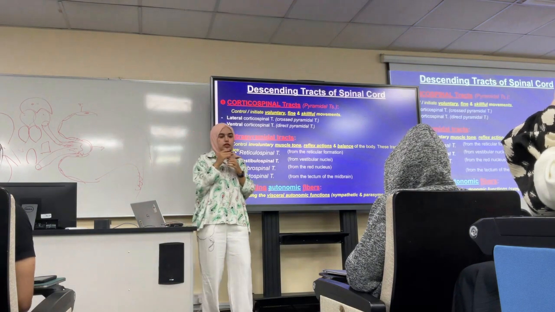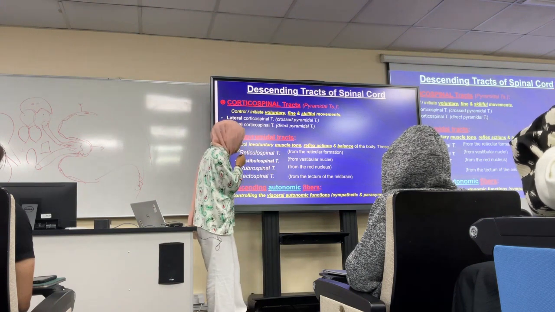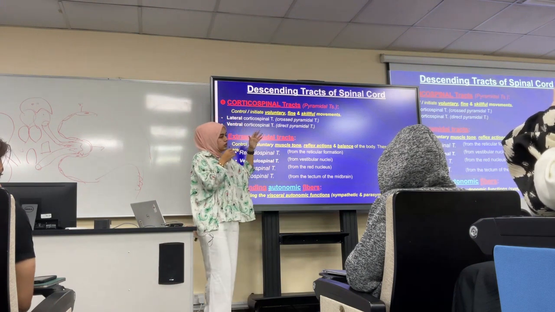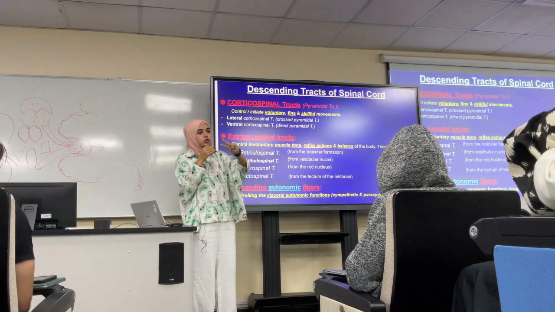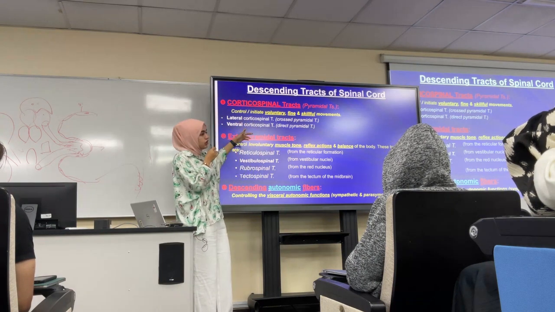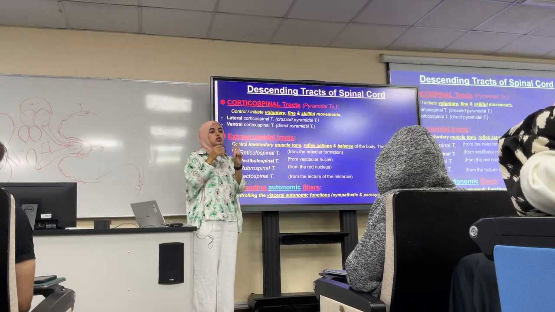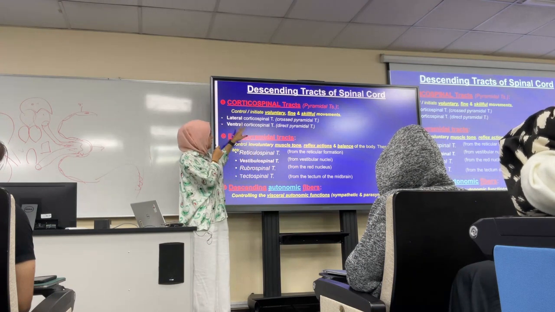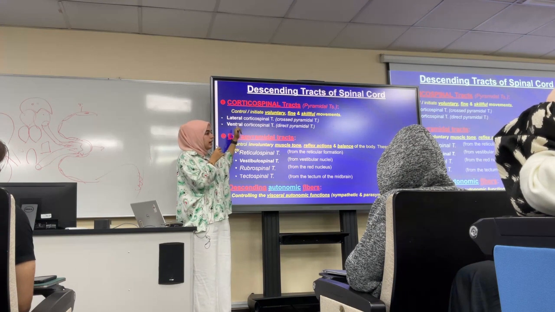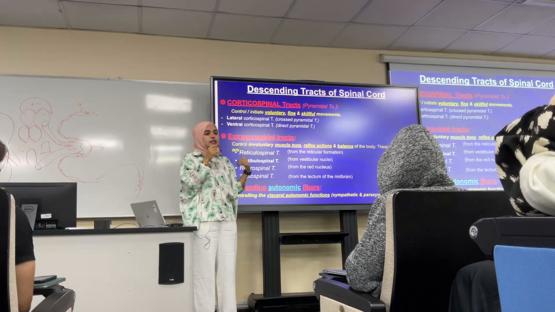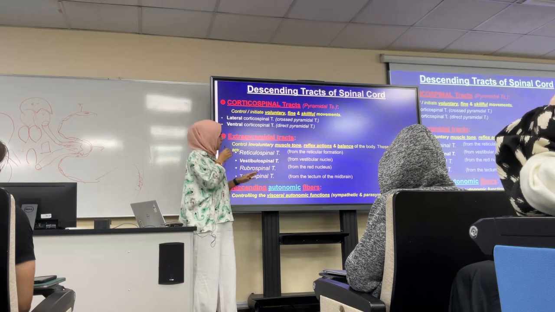So let's start with the corticospinal tracts. Just to remind ourselves, we have the pyramidal, which we said is corticospinal or corticonuclear. Once we come to the corticospinal, it's also going to give us two branches. These two branches are the lateral corticospinal and the ventral corticospinal. And the name, lateral or ventral, is going to indicate for us the place in the spinal cord.